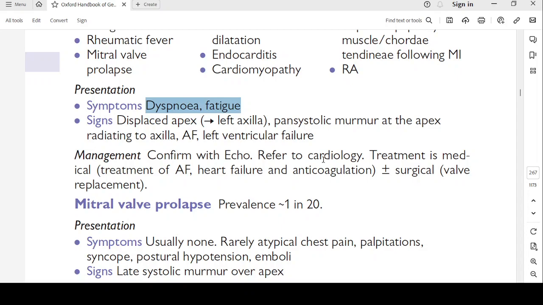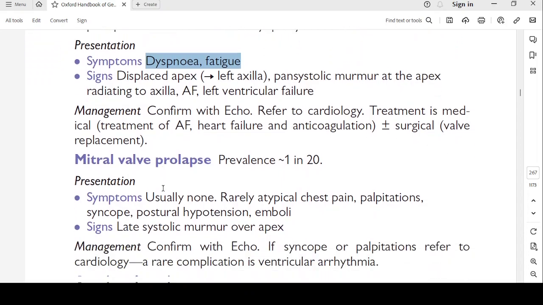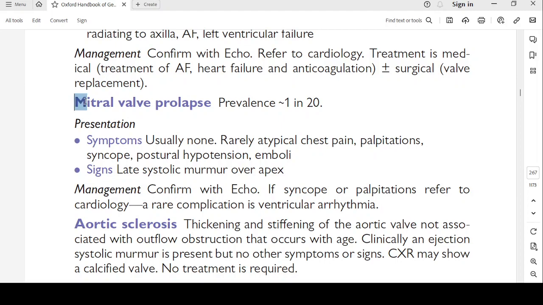Confirm with an echo, refer to cardiology. Treatment is medical: treatment of atrial fibrillation, heart failure, anticoagulation, plus surgical, that is valve replacement. Treatment is the same for both mitral stenosis and mitral regurgitation.